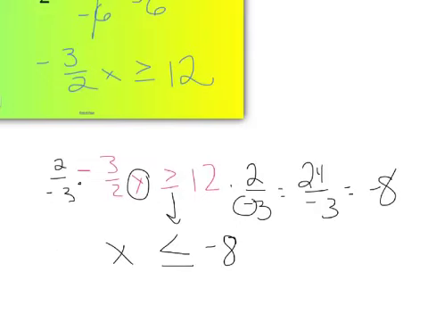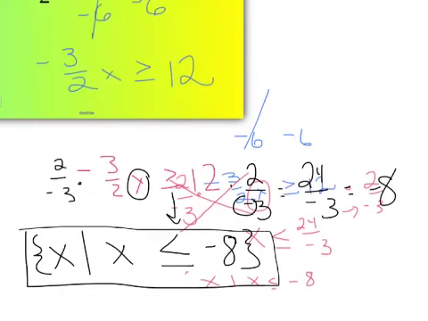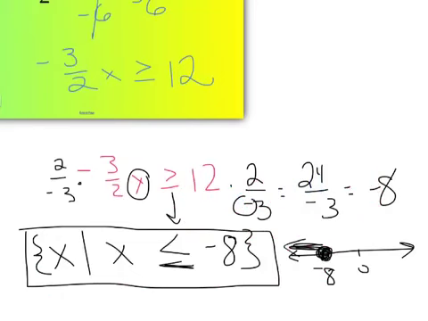And remember, we write this in set notation. So my answer would be like so. And the way I would graph that is exactly the same as yesterday, or earlier today in class, rather. And it's going to be a closed circle because it's less than or equal to, and it will point that way.